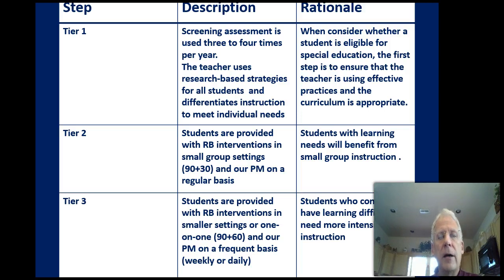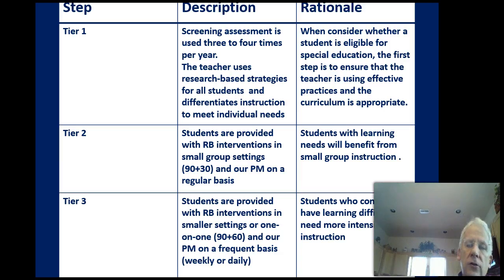Now, when we talk about Tier 1, we're talking about students that do fairly well. They have very few areas of need, and most of what we would call your regular students fall into Tier 1. About 80% of the students are in Tier 1. So when we talk about screening assessments, that means that teachers are going to do some type of assessment 3 to 4 times a year just to dipstick, just to double check, make sure the student is on track and progressing appropriately. Oftentimes these assessments are connected somehow to the state standards and to the state assessments.